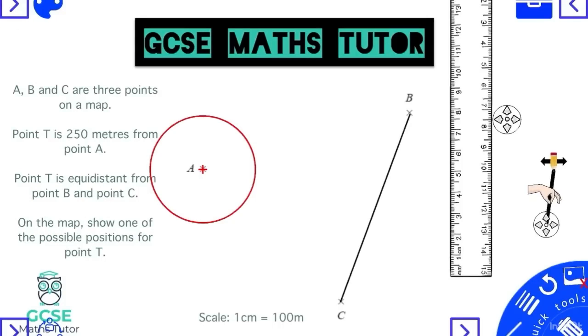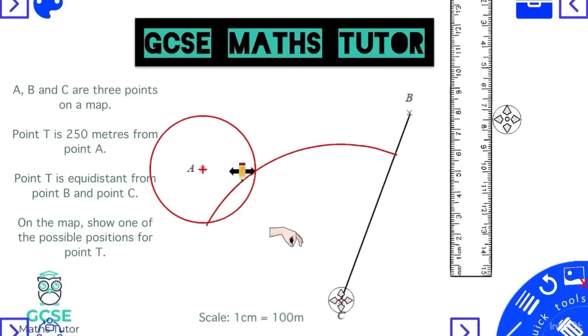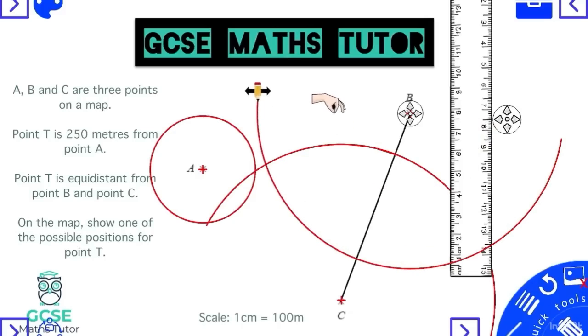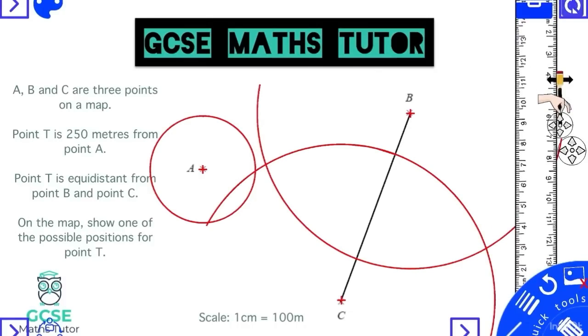So again, we'll get our compass, we'll put it on point C, we'll extend it past halfway, and we're going to draw a nice arc all the way round, and then we're going to move that onto point B without changing the size of the compass, and again drawing a nice arc there so that we can draw our perpendicular bisector.